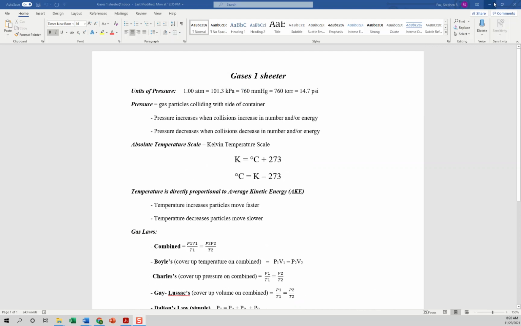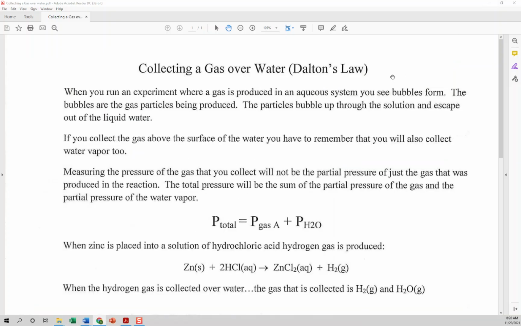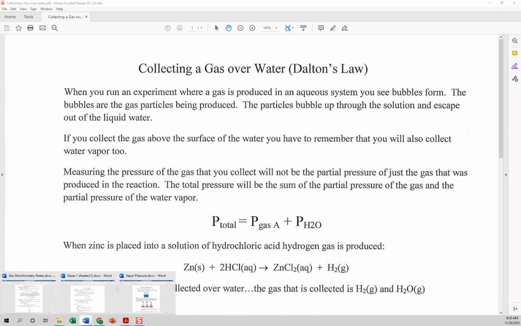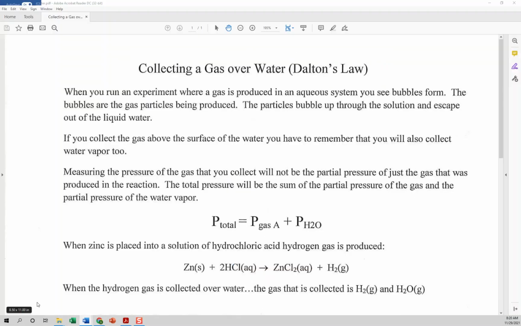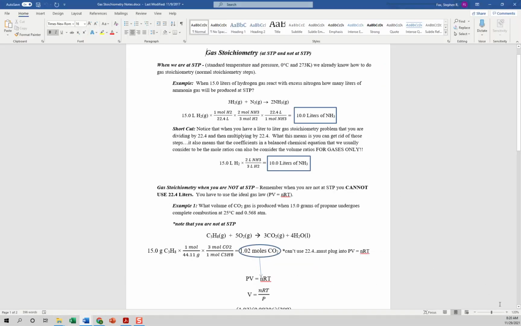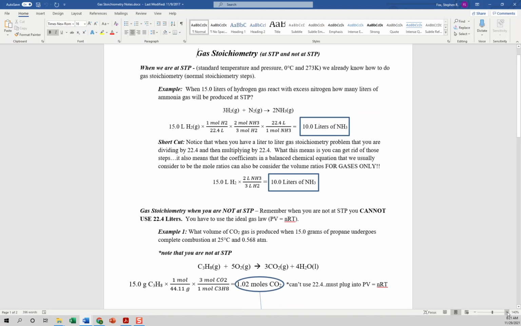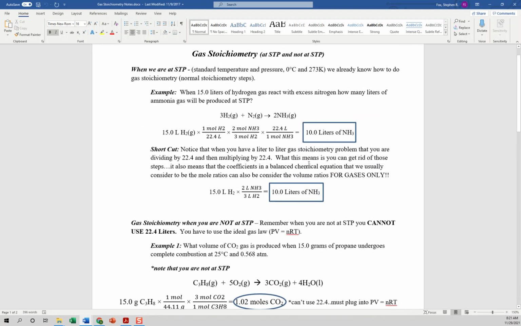So let's look at the other handouts that you got. Let's look at the gas stoichiometry one. All right, so gas stoichiometry, I overheard somebody walk in and say, gas stoichiometry, I'm never going to learn about that. It's like, well, you already know how to do it, okay? We've already done gas stoichiometry, but we've been at STP, so that means we can use 22.4 liters per mole, okay?